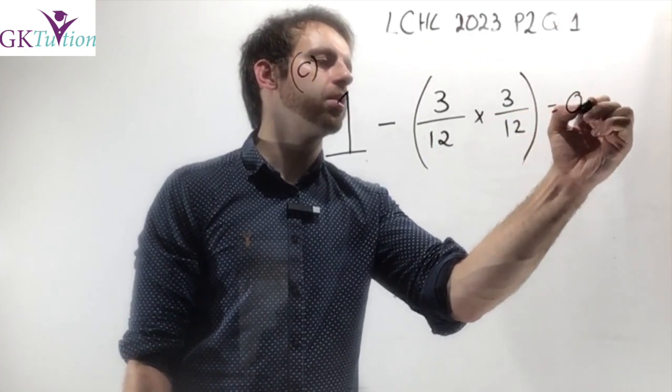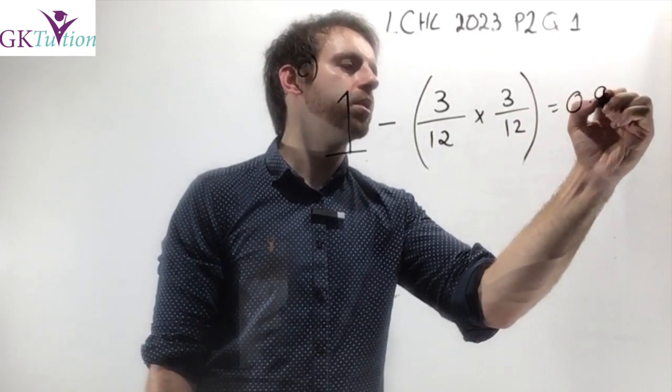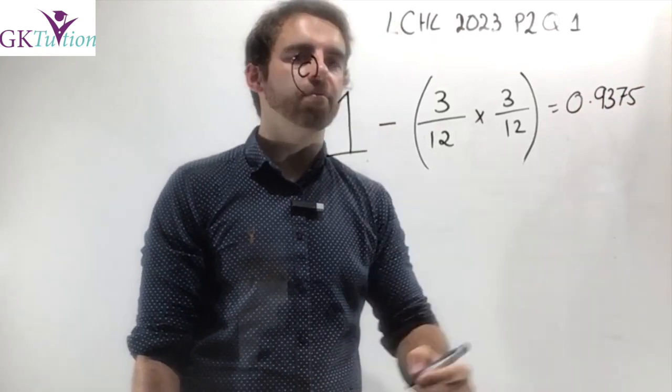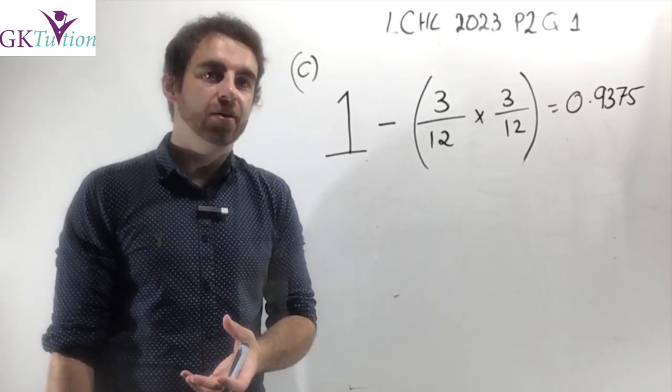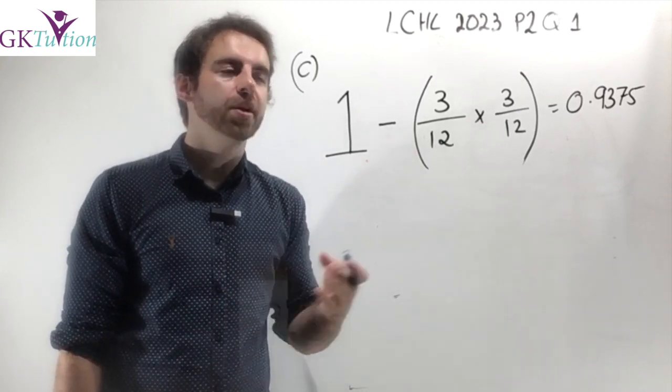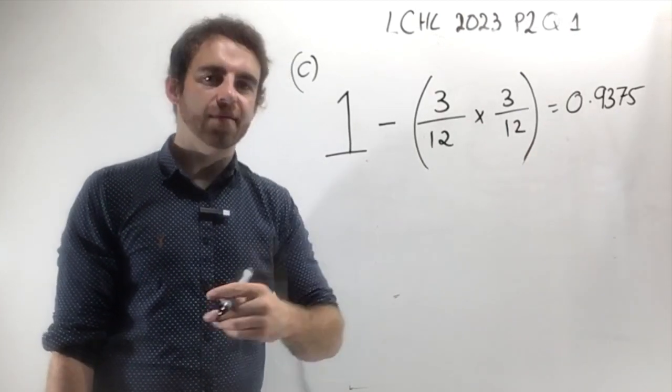Well, if you plug that into your calculator, you get 0.9375. So the chance that Olga gets something less than 16, in other words, that she doesn't get a 9 followed by a 9, is 93.75%.